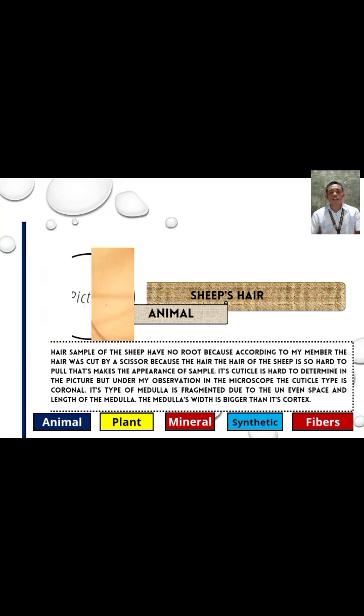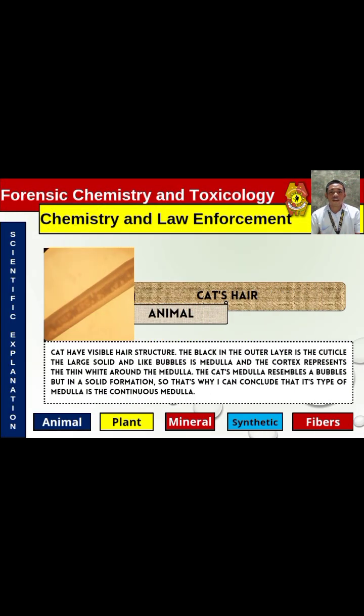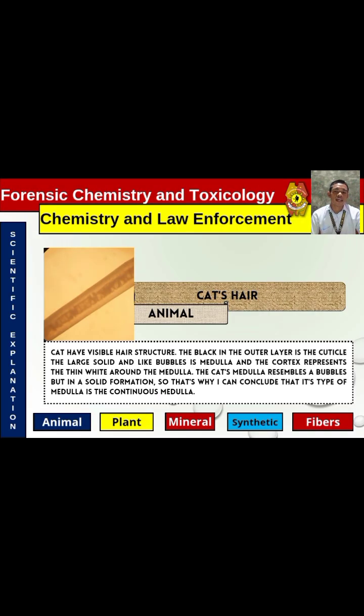Next type of animal is from a cat. Among the other animals, cat is what I liked the most due to its visible hair structure. The black in the outer layer is the cuticle, the large solid part like bubbles is the medulla, and the cortex is the thin white around the medulla. The cat's medulla resembles bubbles but in a solid formation. So that's why I can conclude that its type of medulla is the continuous medulla.